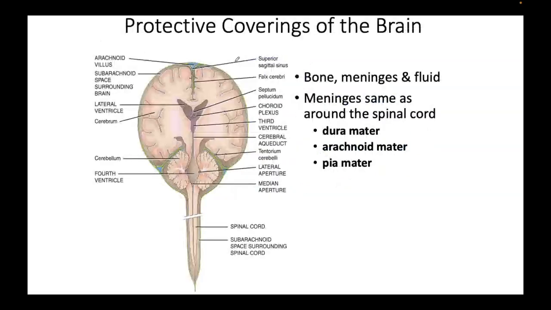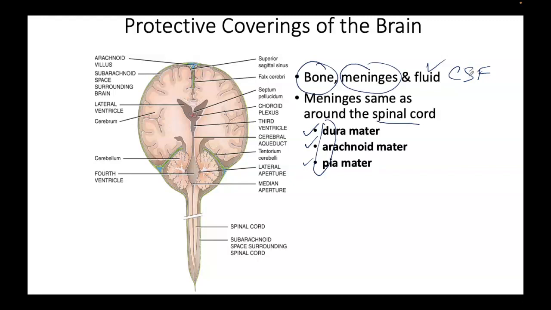When we talk about the brain, we have different things that can protect the brain. One of them is your skeletal bones, right? Like the skull. We have the skull that can protect the brain. We have meninges, which are the same meninges that we have around the spinal cord: the dura mater, arachnoid, and pia mater, PAD. And then we have fluid, which is cerebrospinal fluid, which is made by the ependymal cells.